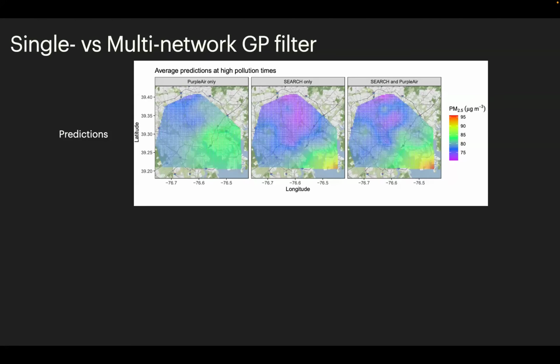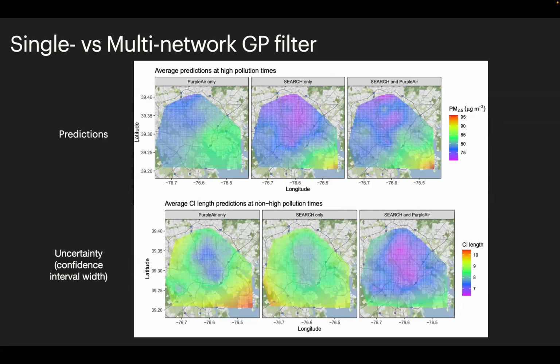And so these are some maps produced. These are the maps produced when you use one network at a time. This is Purple Air only, that's SEARCH only, and the third one is combining SEARCH and Purple Air. And you can see that there was a spike in this part of the city, which was missed by Purple Air because there were no monitors in that area. That is picked up by SEARCH, and it's also picked up when you're modeling both SEARCH and Purple Air.